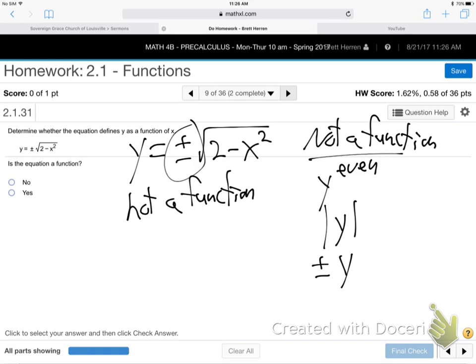Now you might think, well, the quadratic formula is not a function. No, that one's okay because that's x equals plus or minus. That's not y equals, right? We're saying y can't equal plus or minus. So that one's not a function.